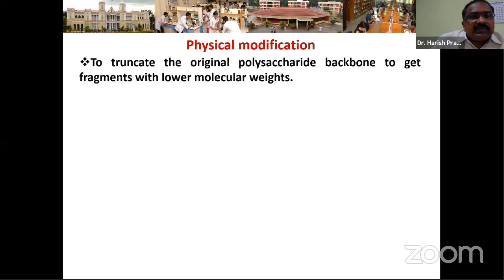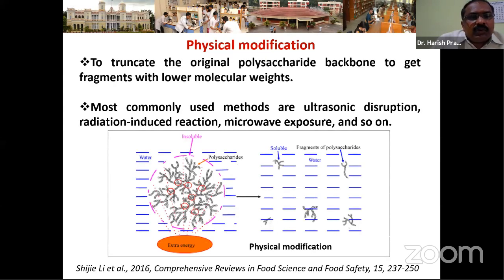Again, in physical modification, it is the same, but it cleaves rather than a functional group being added as in chemical modification. Here it will be fragmented, or we can call it depolymerization rather than degradation. Such depolymerized fragments can easily go into the water. Gamma radiation, ultrasonic disruption, and even, when we want it very lightly, microwave exposure or ultrasonic sonication will do all these physical modifications.